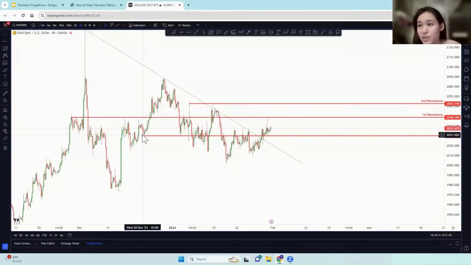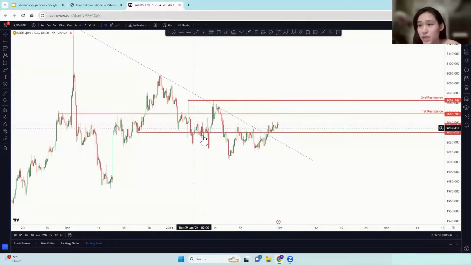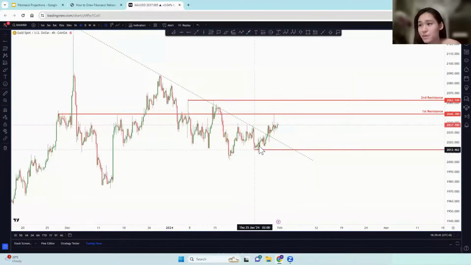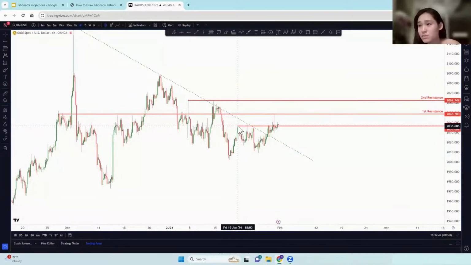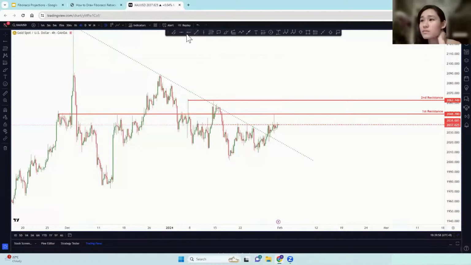I will place my first support here because we have two swing lows. You can see price testing it a lot, but it's cutting too many candlesticks here, so it's not a good support level to use. Okay, I'm going to place an intermediate level here, and my first support would be here.